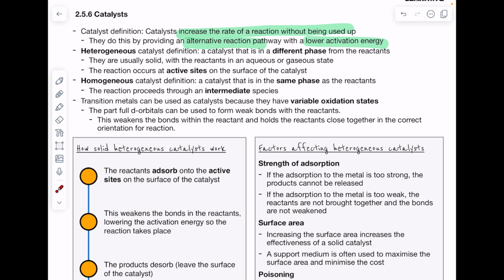Now, there are two types of catalysts. The first one is heterogeneous. The second one is homogeneous. So a heterogeneous catalyst is one that is in a different phase from the reactant. So really that means a different state. They are usually solid, with your reactants being in either aqueous or gaseous state. The reaction occurs at active sites on the surface of the catalyst. Whereas a homogeneous catalyst is a catalyst that is in the same phase as the reactants, and the reaction proceeds through an intermediate species.